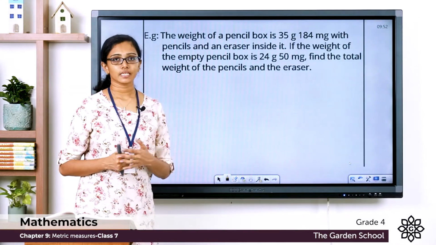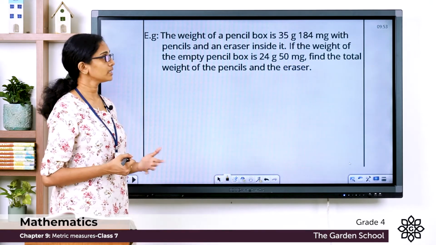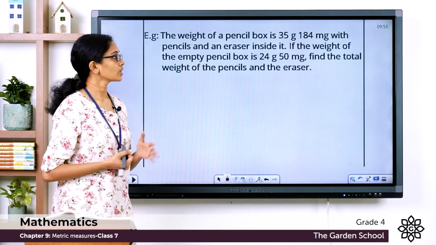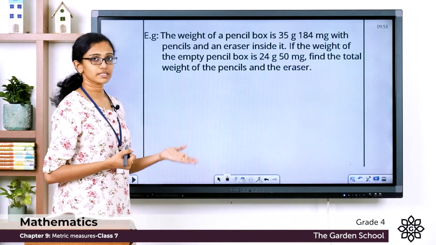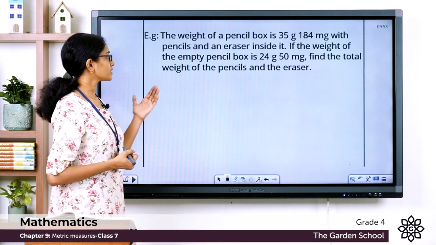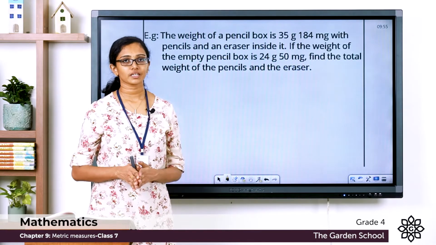The weight of a pencil box is 35 gram 184 milligram with pencils and an eraser inside it. If the weight of the empty pencil box is 24 gram 50 milligram, find the total weight of the pencils and the eraser. So what is mentioned in the question?